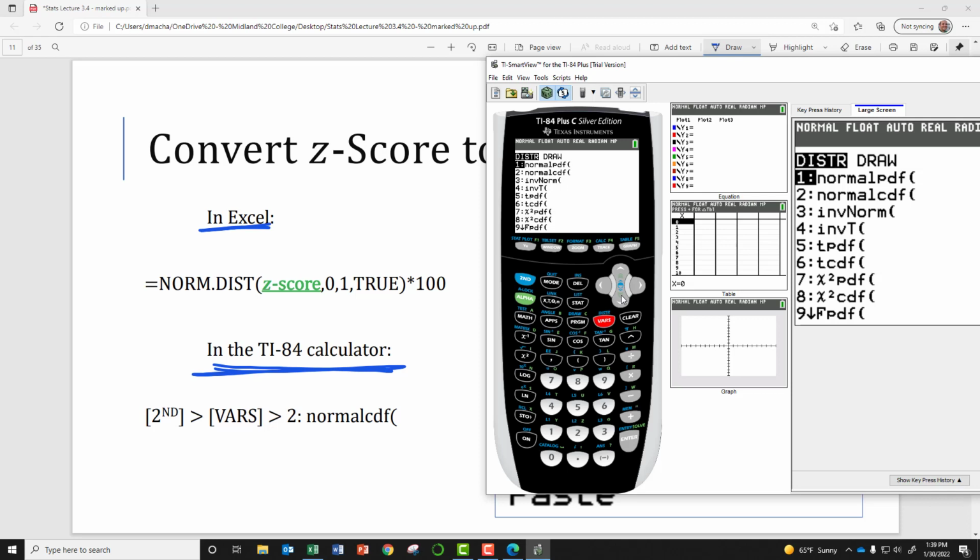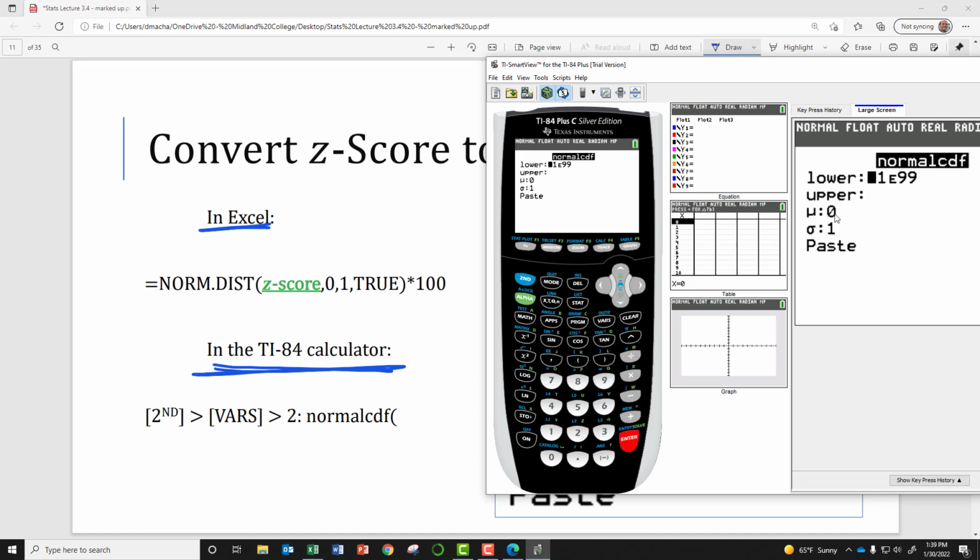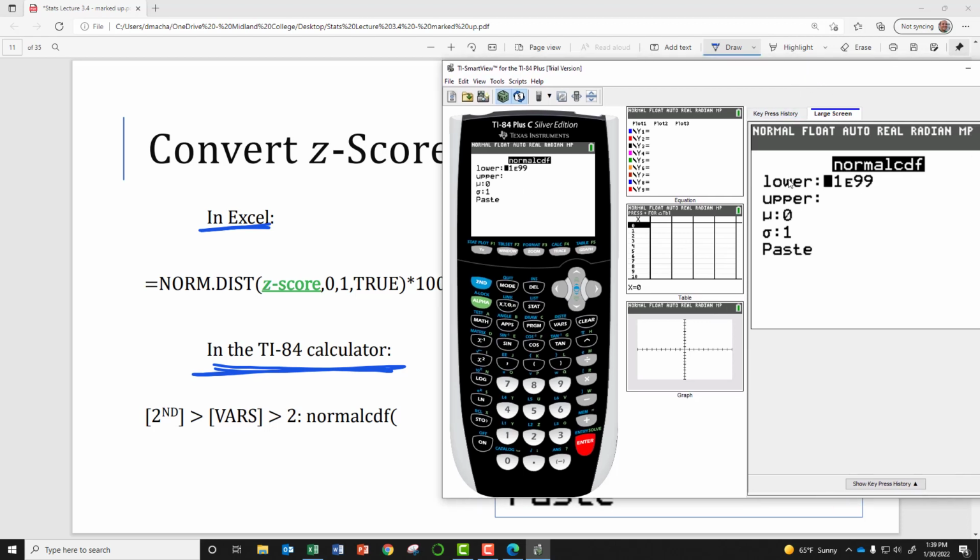So let me go to number 2, which says normal CDF. CDF here stands for cumulative distribution function. That's not important for you to know yet, but might as well explain what the little letters are. So we're going to number 2. We click enter. It pops this screen up, and on your calculator, I want you to never, ever, ever use the lower thing, right? So don't mess with that. We always want to leave lower as being -1 E99. Where it says upper, this is where we're going to put in our z-score.